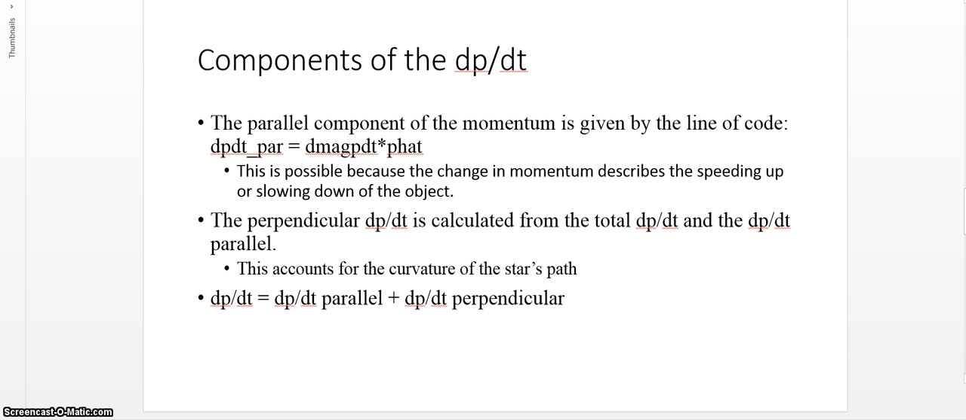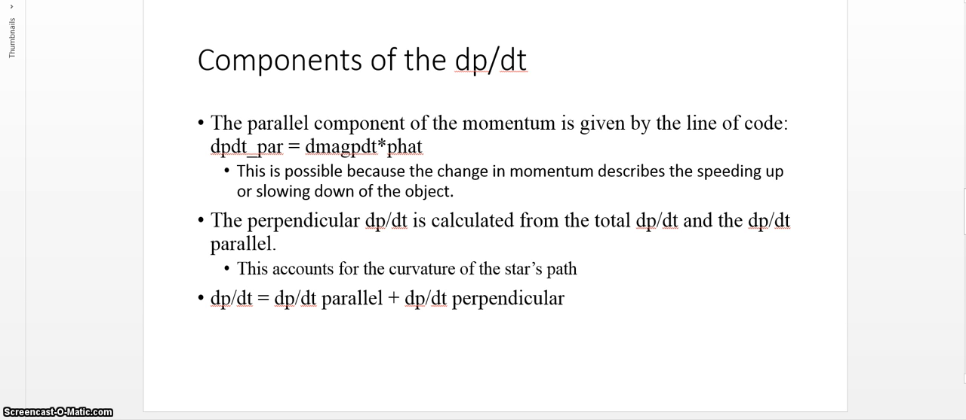So to find the components of the change in momentum over change in time, I started by finding that the parallel component of the momentum is given by the line of code shown here. This is possible because the change in momentum describes the speeding up or slowing down of the object, and I found the derivative of the magnitude of the velocity, or the derivative of the speed. I then multiplied it by the direction to give this change in momentum.